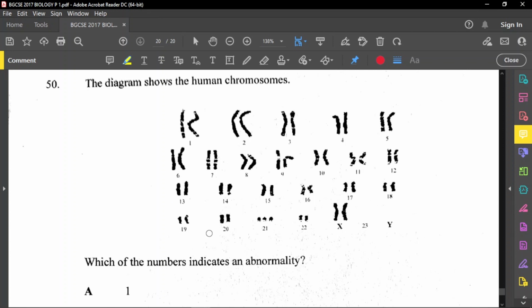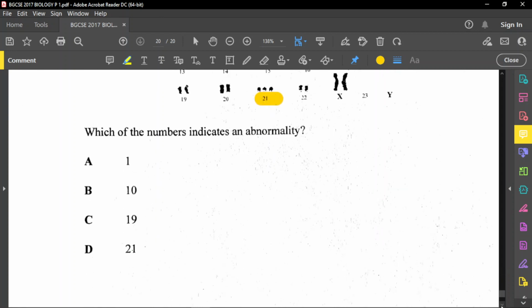Now the abnormality is number 21. Why is number 21 abnormal? Because you have 3 of the same chromosomes. Remember now that chromosomes occur in pairs. So everything is pairing up except 21. You have 3. That means you have an extra chromosome. So this is a female, and this could be a Down syndrome female with an extra chromosome. Again, female, 2 X's, an extra chromosome, possible Down syndrome. Anyway, let's look at the answer, 21, and we finish.